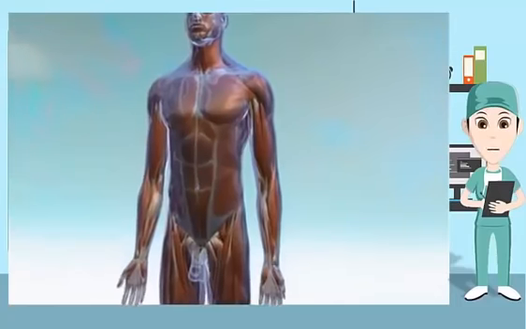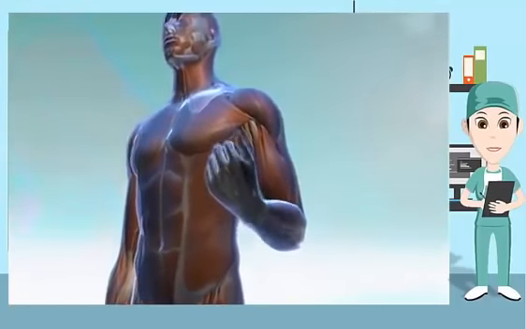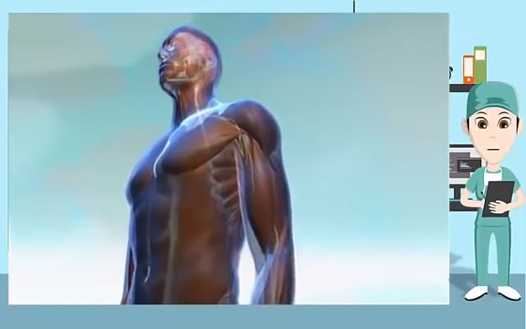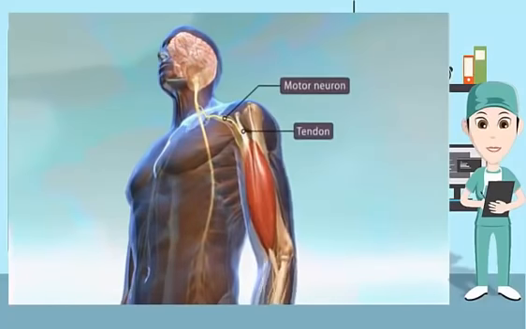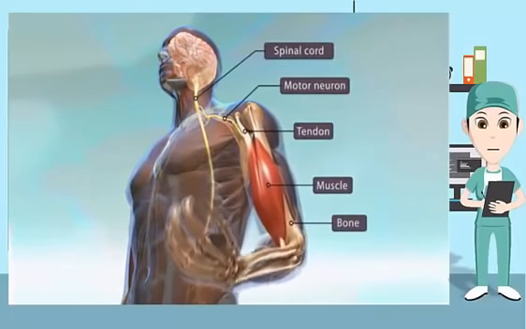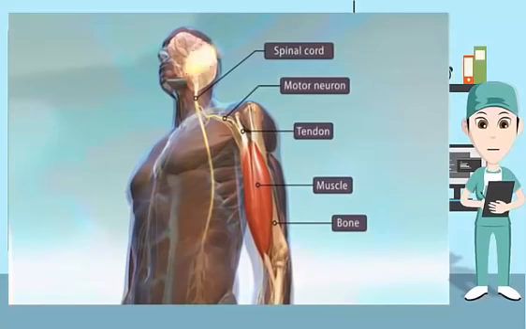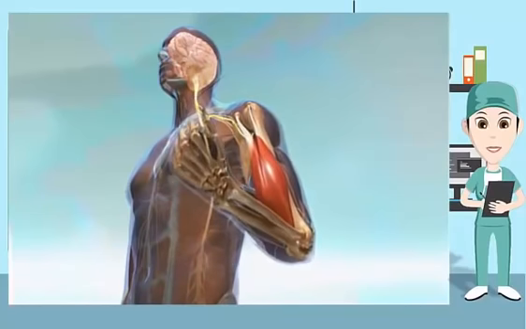Movement in the body is caused by skeletal muscle contraction, which is muscle shortening. Nerve impulses originating from the brain or spinal cord excite skeletal muscle cells to initiate muscle contraction.